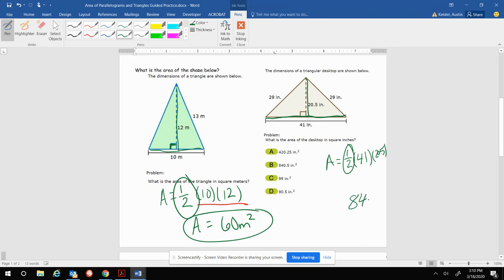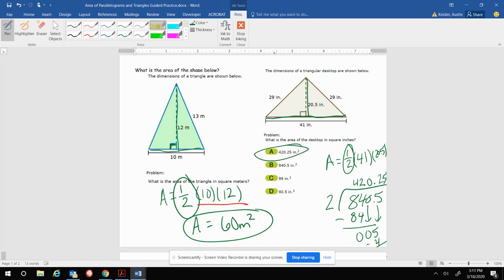So 840.5 divided by 2, I get 4, 2, 0, and then 2 goes into 5 twice. And then with that 10, it's going to go in there 5 times. So I get answer choice A.